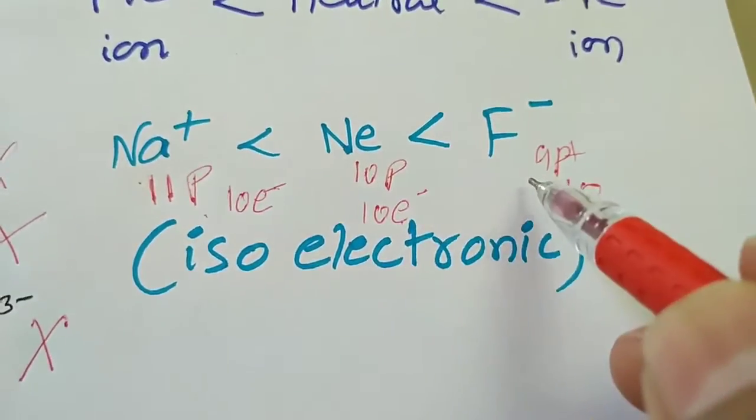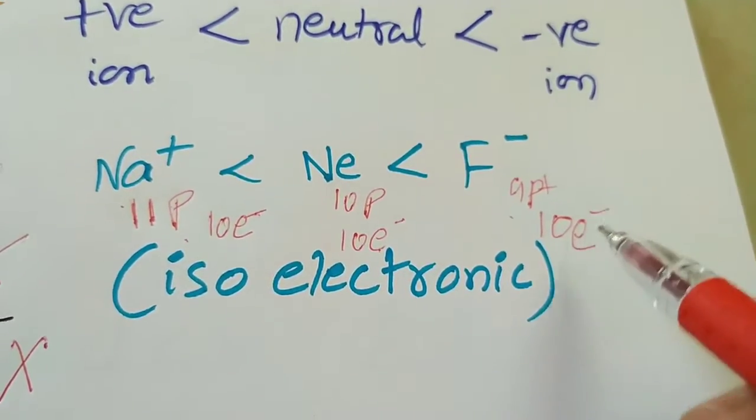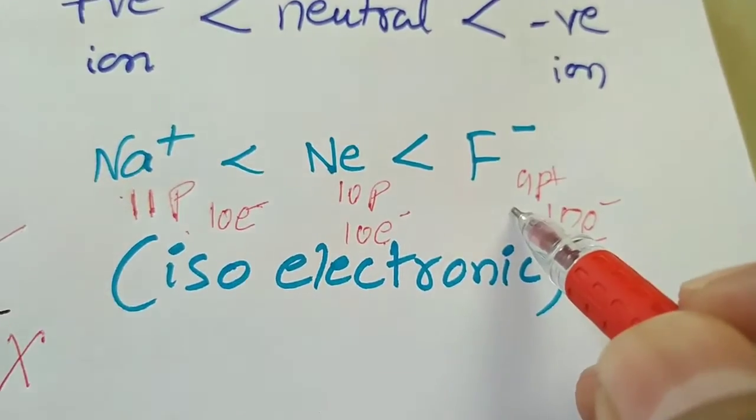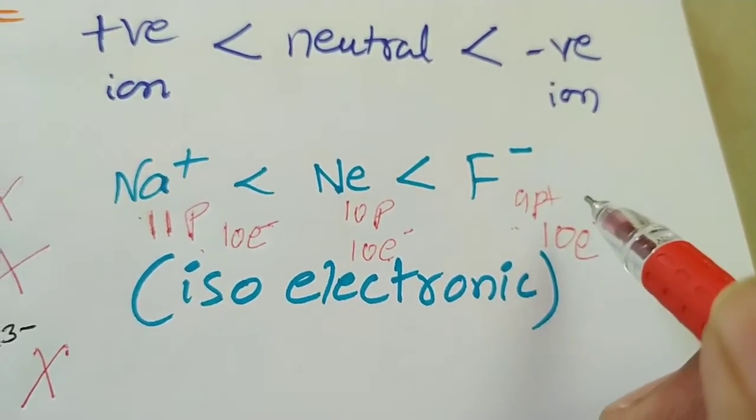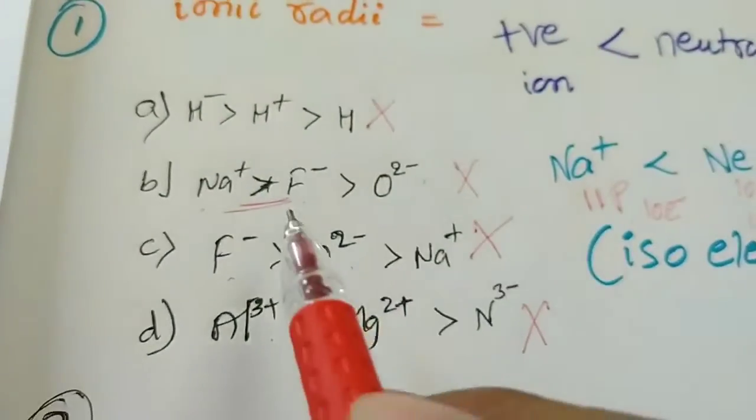Here it is equal. Here fewer protons and more electrons are there, so the more electrons cannot be held by a smaller number of protons. So the atomic radius is increasing. This is the concept. Now see the given options.